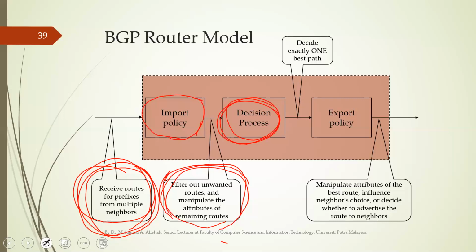Then after we decide, exactly one best path will be sent from this box to the next. From this box, only one path will be selected. That path will go through the export policy. The export policy will manipulate attributes of the best route, influence neighbors' choice, or decide whether to advertise the route to neighbors or not. So this is the last step. After we select the route, the best path will be used to forward the packet.